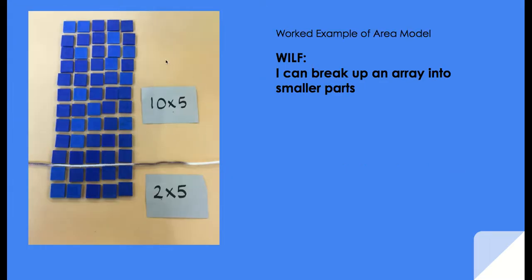Here, we're actually splitting the array. I can break up an array into smaller parts. So above the string here, we've got 10 rows of 5, and below the string, we've got 2 rows of 5.